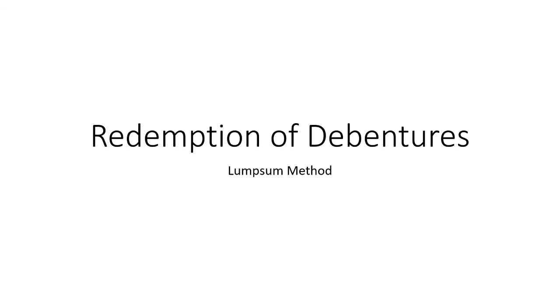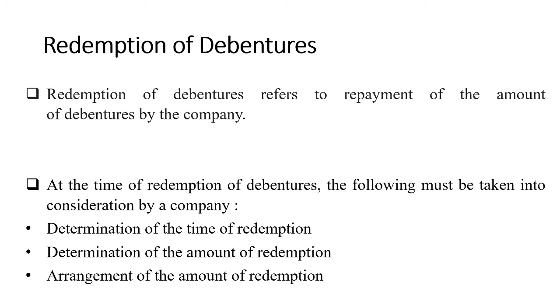Today, we will discuss the concept redemption of debentures. Redemption of debentures refers to repayment of the amount of debentures by the company. Suppose if the debentures are issued for a period of 5 years, then at the expiry of the life of debentures, company will repay the amount of debentures to the debenture holders and the debentures will be closed in the books of accounts of the company. This process is called redemption of debentures.